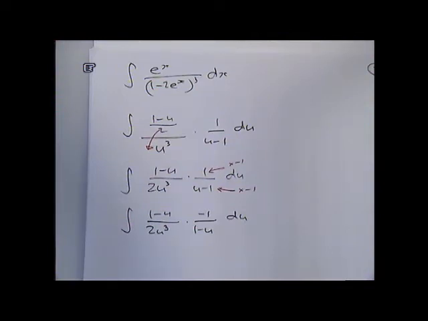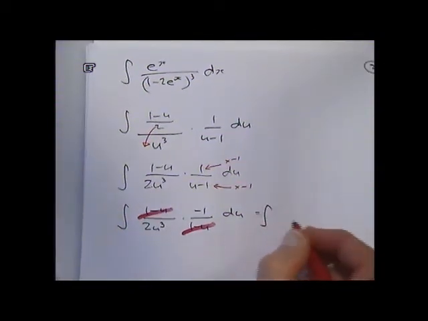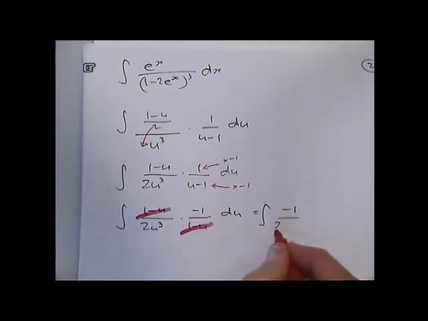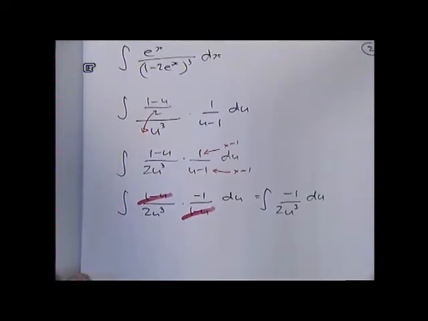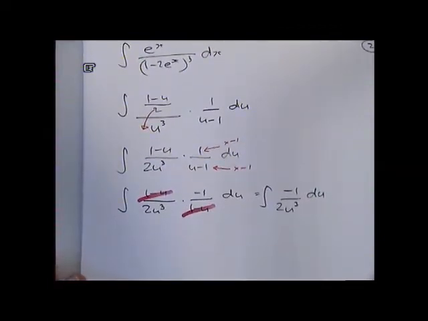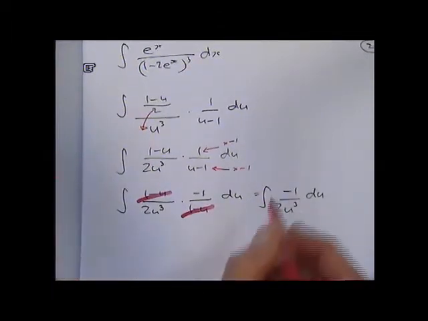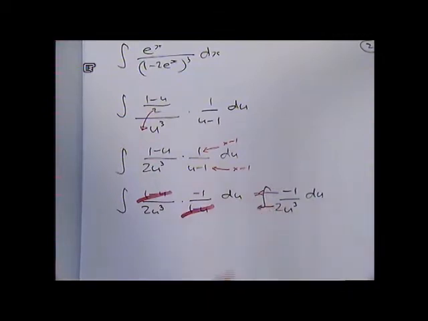And at this point, what can you cancel? The 1 minus u. Yeah, the 1 minus u there and the 1 minus u there. Okay? So we are left with now a minus 1 on the top, a 2u cubed on the bottom, and a du. I would now take the numbers, which are just multiplying numbers, through the integral sign. I'll take that minus 1 through the integral sign, and that 2 through the integral sign, which leaves me with that.